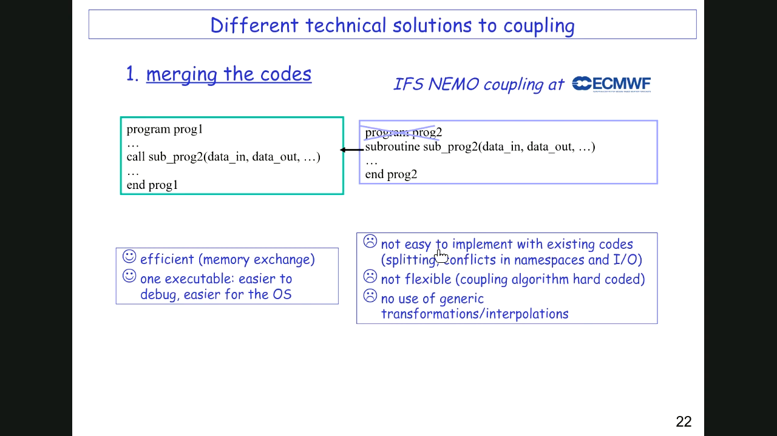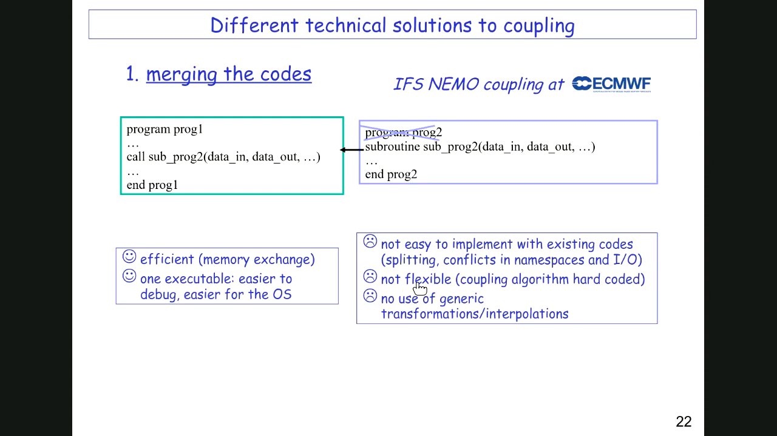You have to usually split your code into initialize, run, and finalize methods to do, you know, both the initialization of your two components at the beginning and then the run part and so on. So it's not that easy to implement with existing code, and if you are using a code developed by another group, and if the code evolves, then you might have problems phasing your code with a different evolution on the developer side.